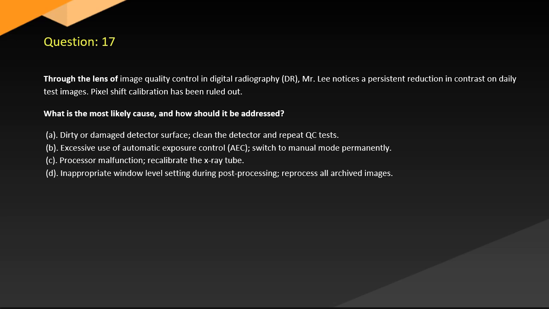Question 17. Through the lens of image quality control in digital radiography, Dr. Easterly notices a persistent reduction in contrast on daily test images. Pixel shift calibration has been ruled out. What is the most likely cause and how should it be addressed? A. Dirty or damaged detector surface. Clean the detector and repeat QC tests. B. Excessive use of automatic exposure control. Switch to manual mode permanently. C. Processor malfunction. Recalibrate the X-ray tube. D. Inappropriate window level setting during post-processing. Reprocess archived images.